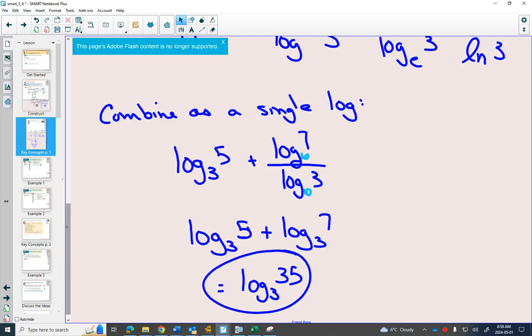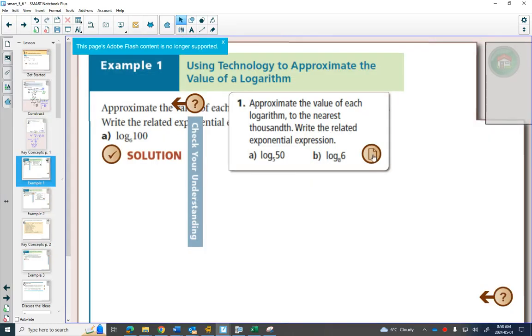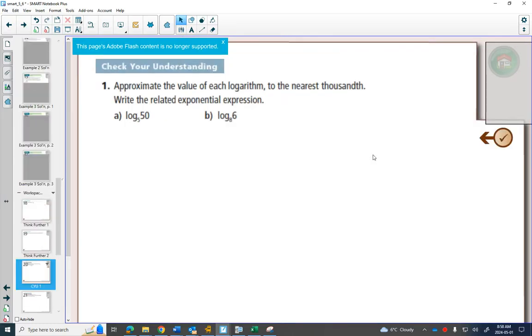All right, so let's look at example 1. Approximate to the nearest thousand, so of course this would be a calculator question. If you had to do it first in your head without a calculator, can you see that the answer for this one should be somewhere between 2 and 3?